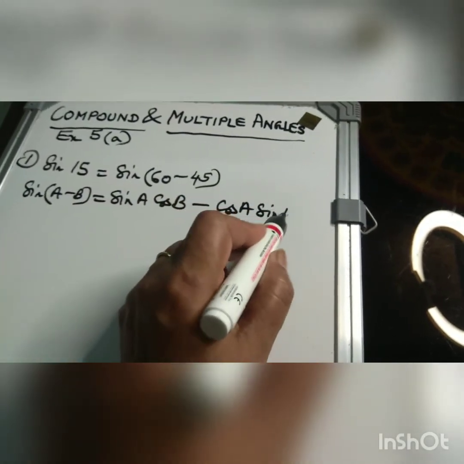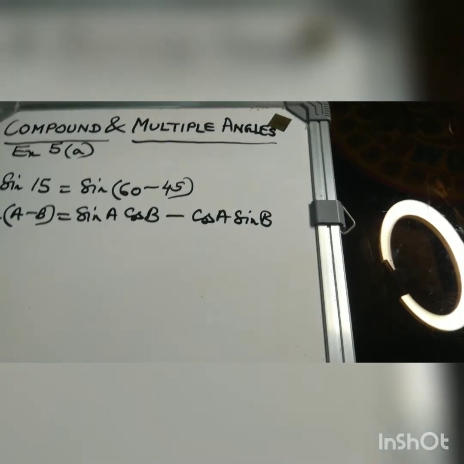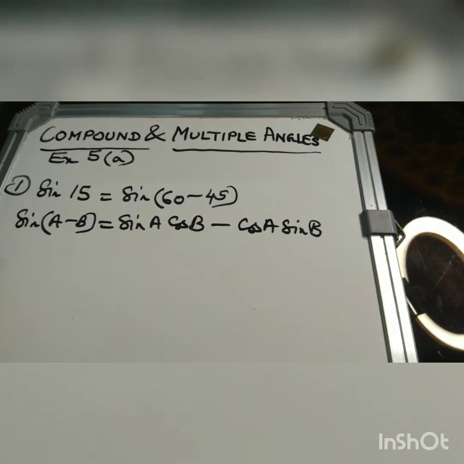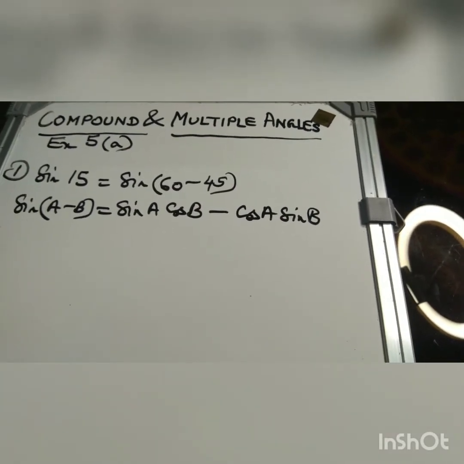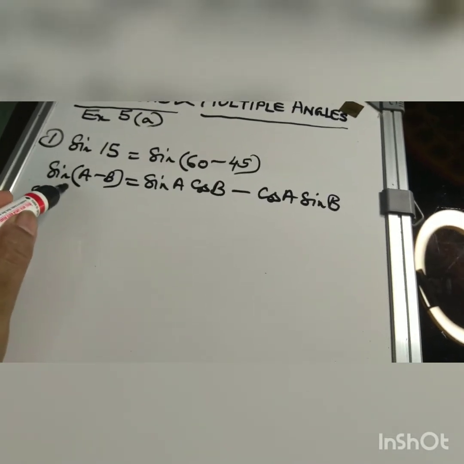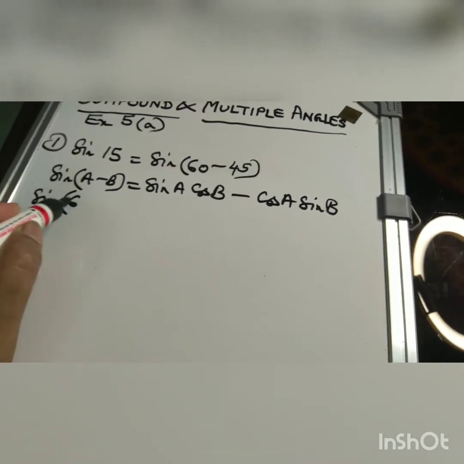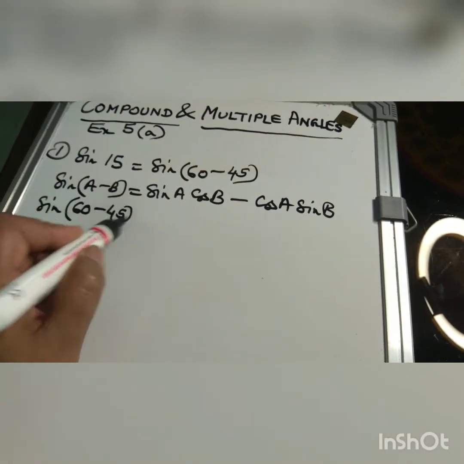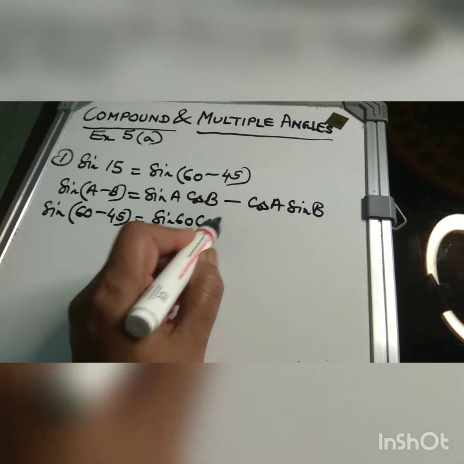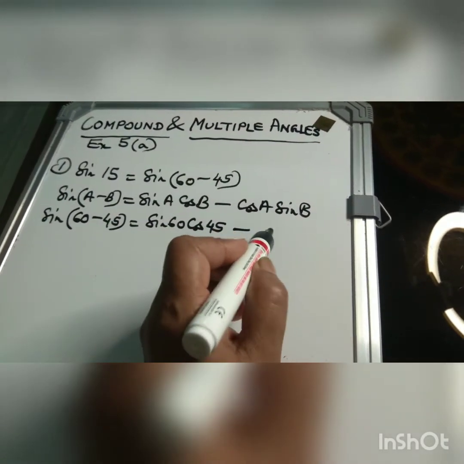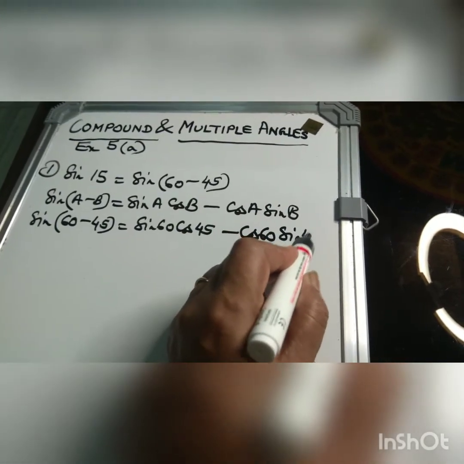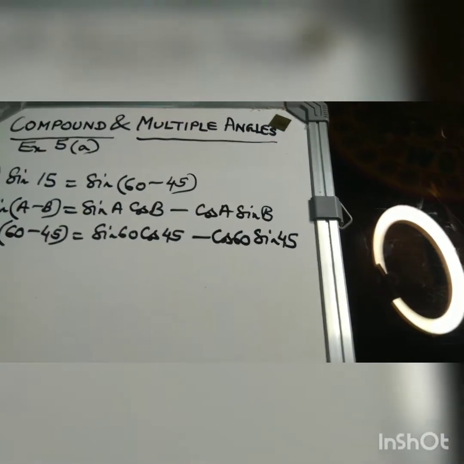Just now I had given these formulae to you, so I hope you remember the formula. Now in place of a, write down 60, in place of b, write down 45, and hence you can calculate the exact value of sine 15 without using a table. So 60 minus 45 degree: sine 60 cos 45 minus cos 60 sine 45. I hope this much is clear.